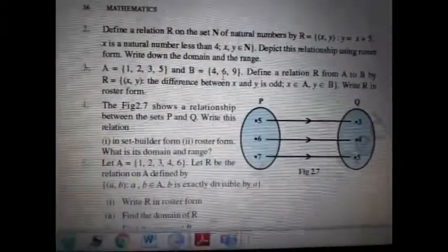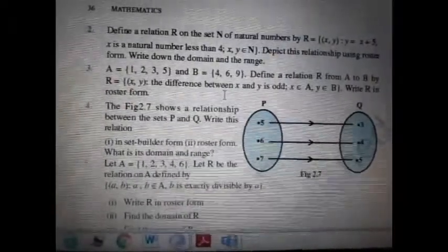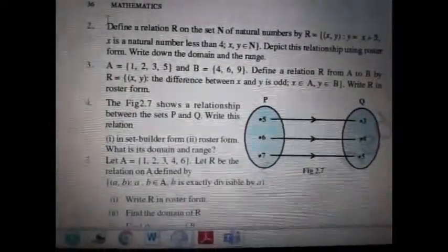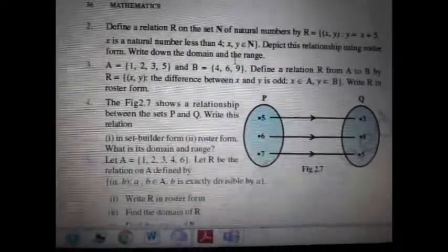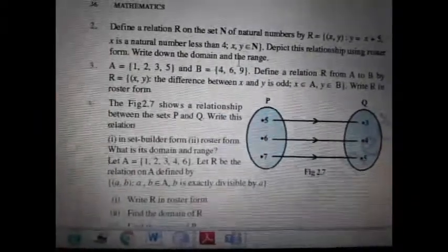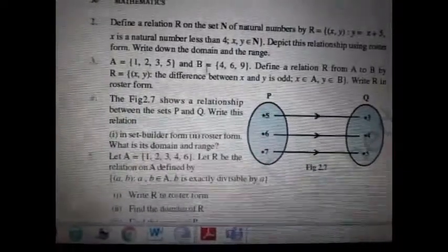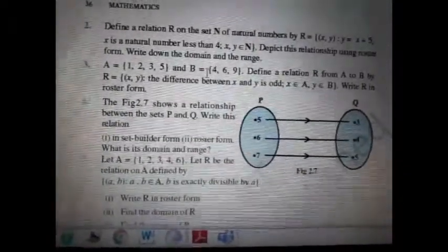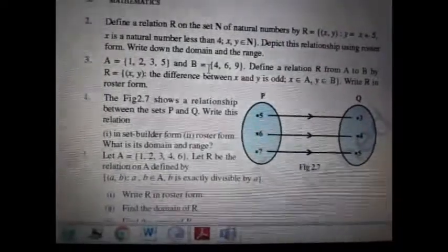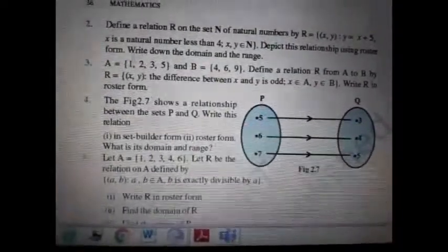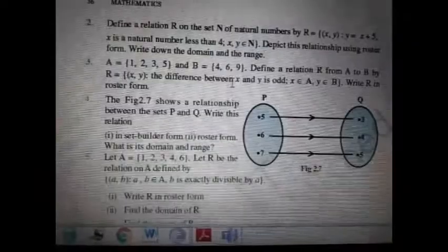Only if it is odd, it will come under this relation. Like we will write the Cartesian product. Now I am going to choose 1 and 4. The difference is 3. 4 minus 1 is 3. Since here they have given only the difference, you can subtract in any order. So 4 minus 1 is 3, which is an odd number, so 1 comma 4 will come under this relation.